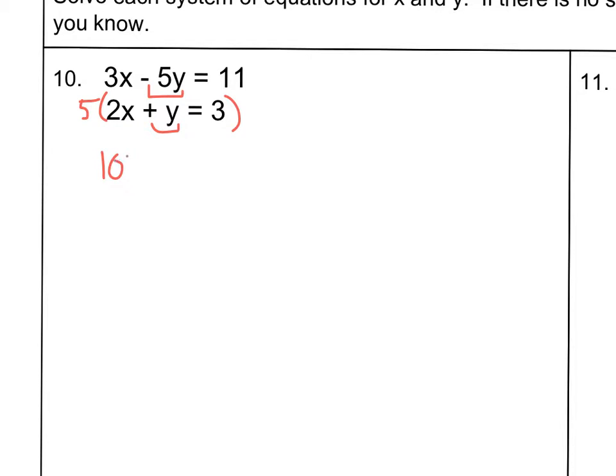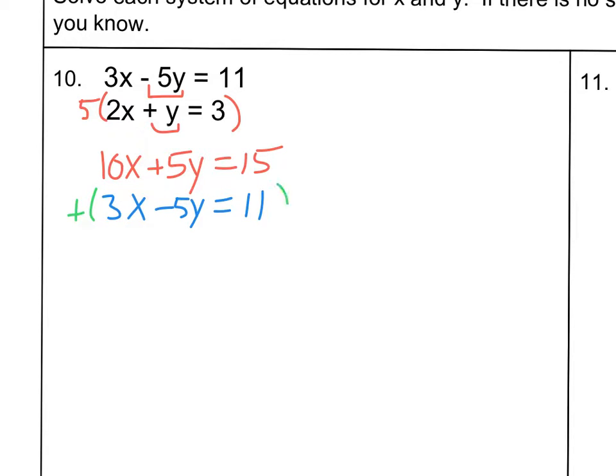That would give me 10x plus 5y equals 15, and I'm going to keep the other one the same, so 3x minus 5y equals 11. Since these are opposite signs, I'm going to add those two equations together, and we get 13x, 0y, that's what we're going for, and 26. When I divide, I get x is equal to 2.